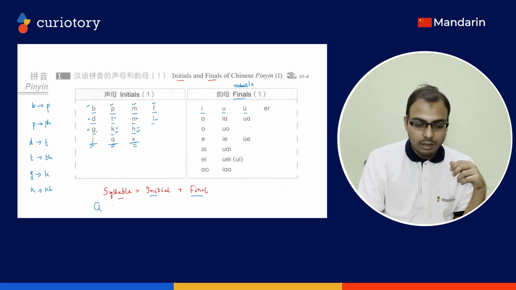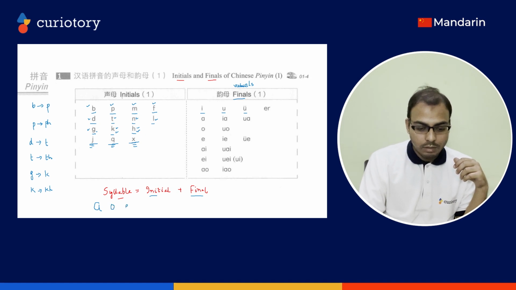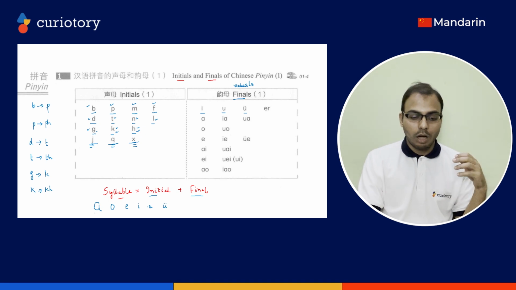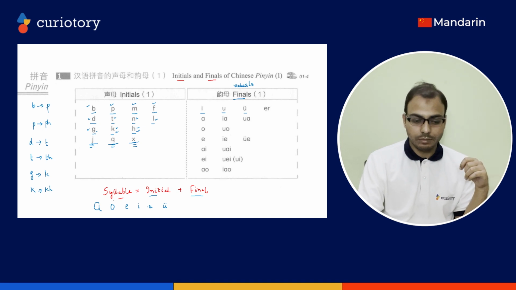They are A, O, E, I, U, and U with a double dot. Repeat after me how to say it. A, O, A, E, U, U. Now let's come to the finals, starting from I. E, U, U, R. The first row once again.